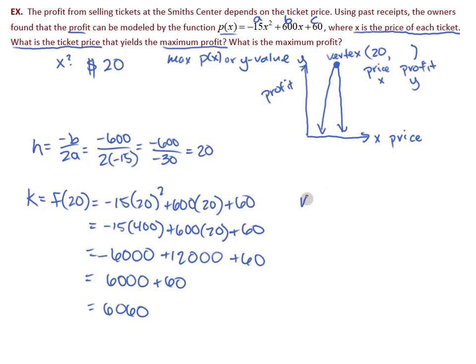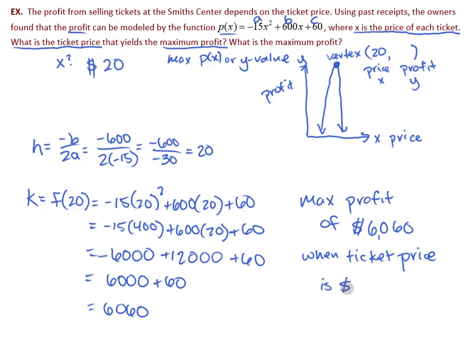So our maximum profit, so we have a maximum profit of $6,060 when the ticket price is $20.